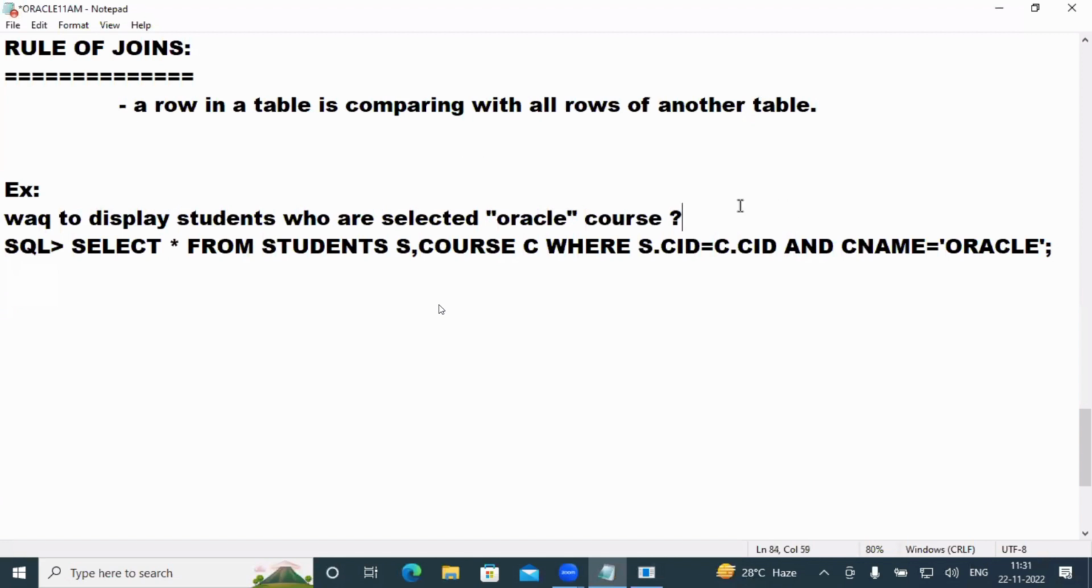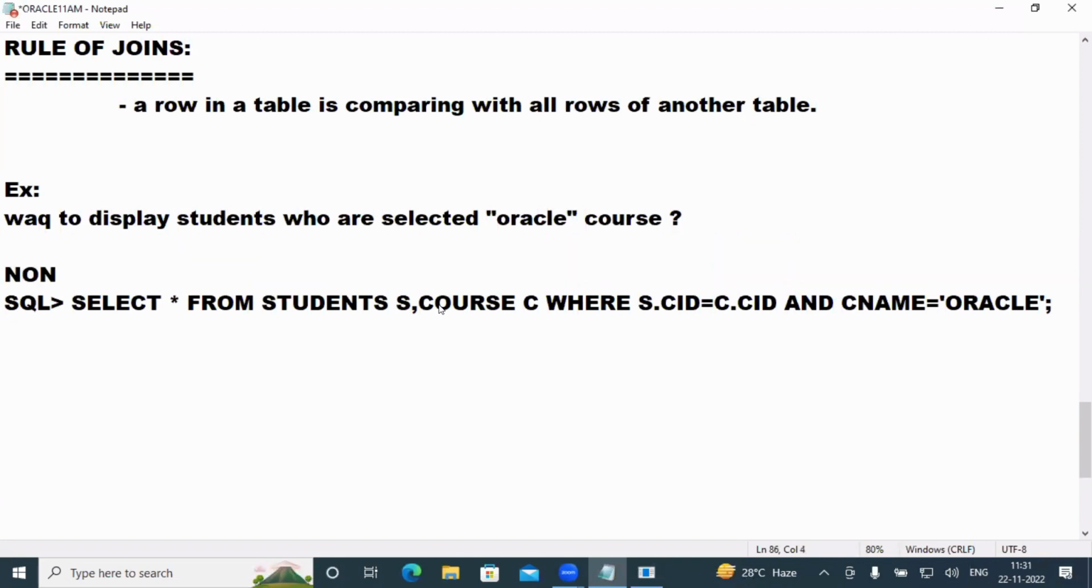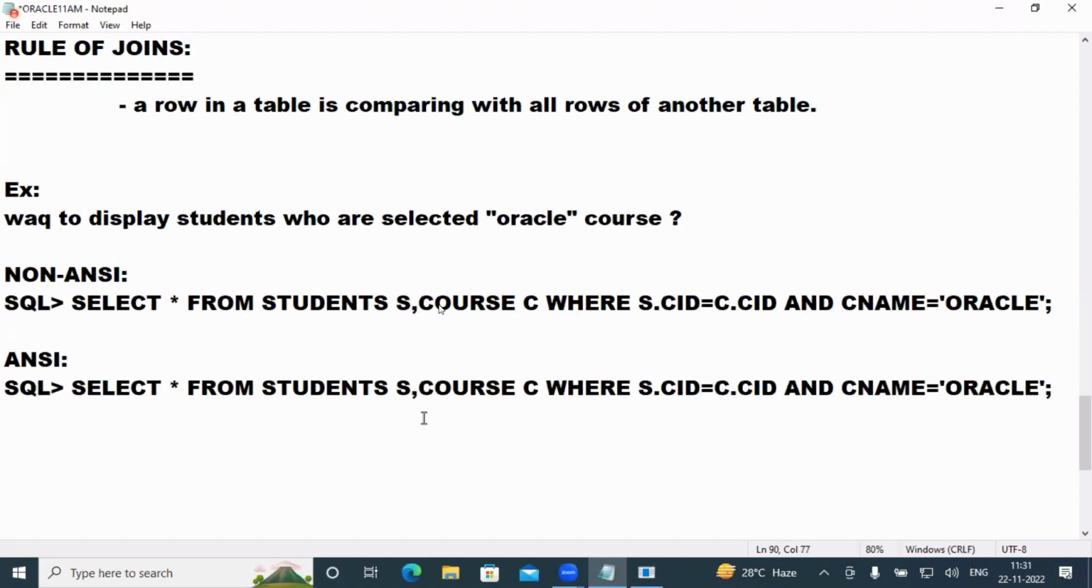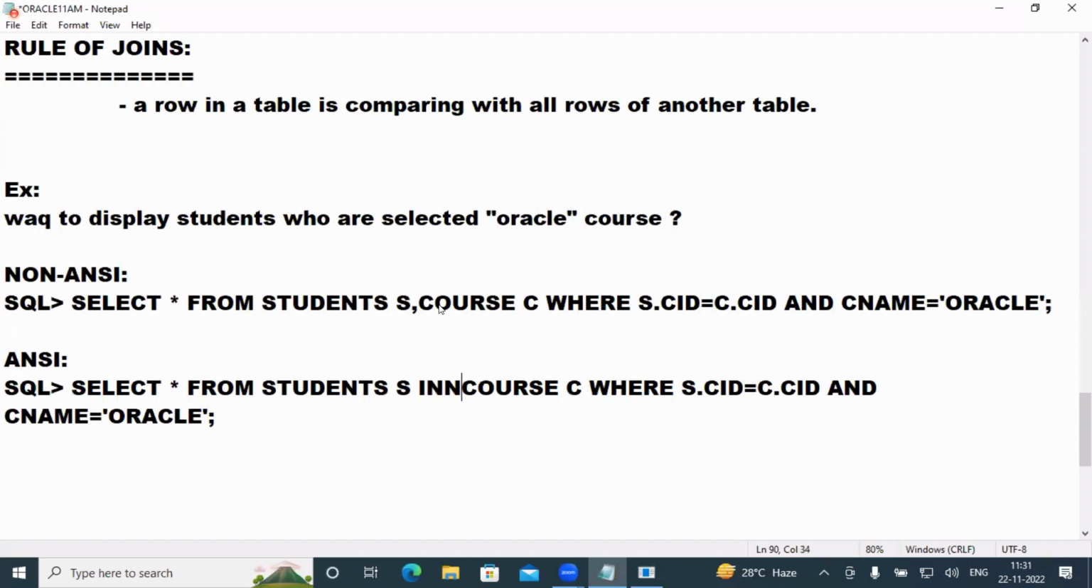And this is the format of non-ANSI. The next one is called ANSI. How to write it here? I just add my inner join in place of the comma, and where should be replaced with an ON clause. That's it. This is the ANSI format.